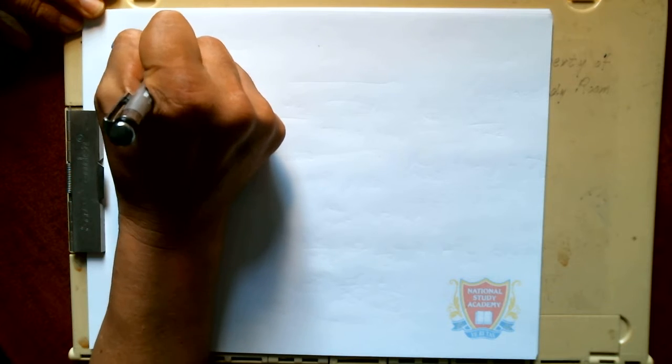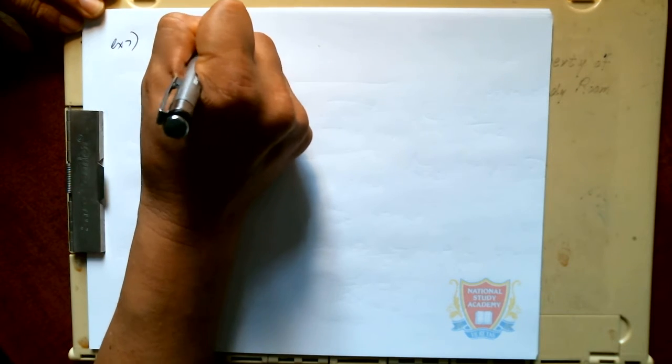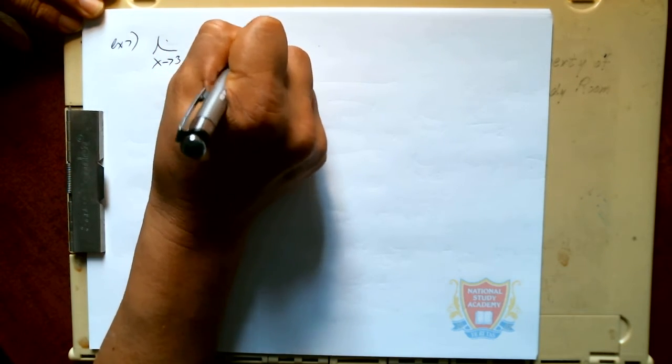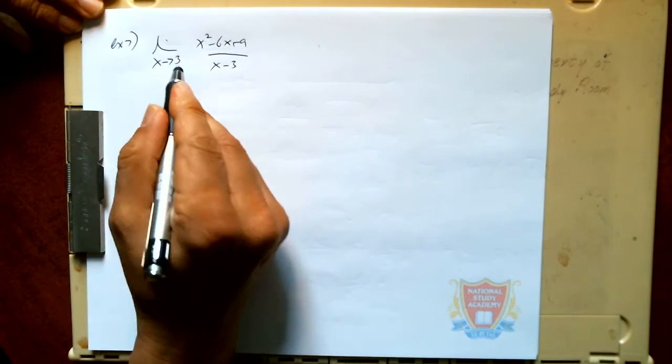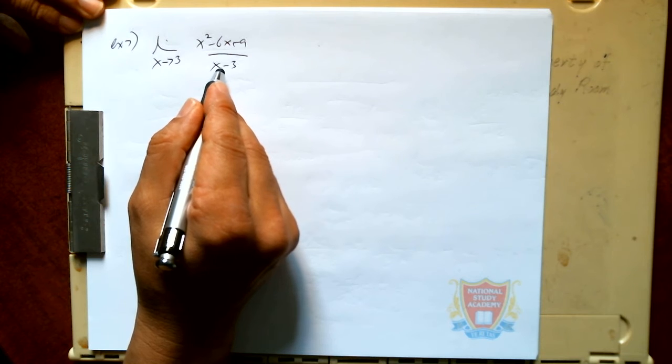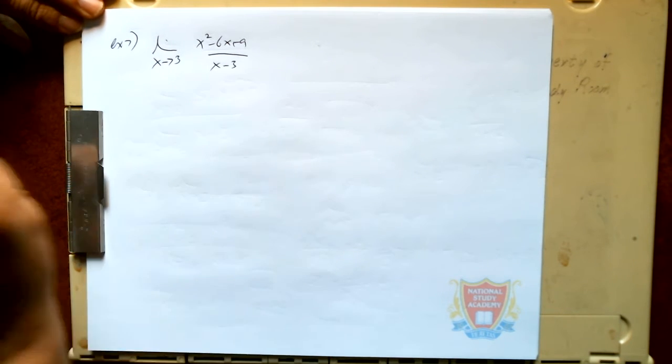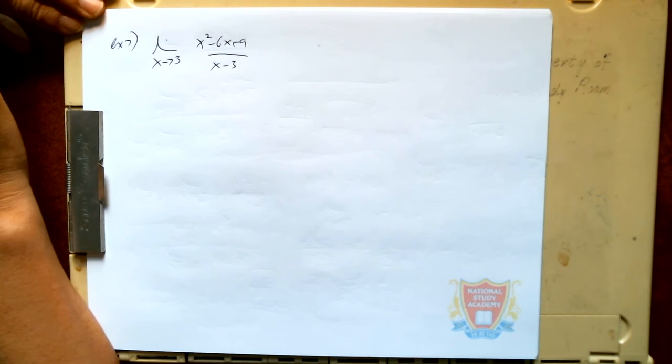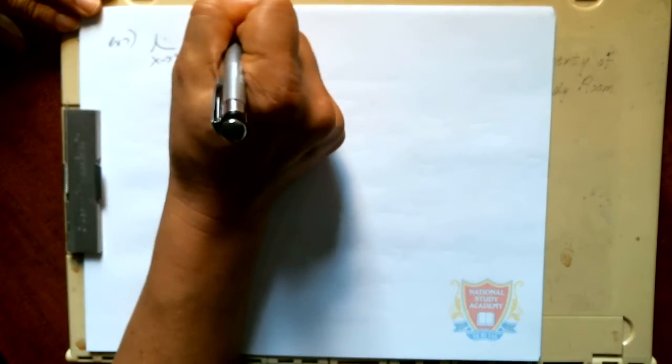Limit as x approaches 3 of x squared minus 6x plus 9 over x minus 3. Well, if I plug in 3 in here, I would get division by 0. And if I plug in here, I'll probably end up with 0 as well. So I'm not going to plug in 3. I am going to factor this, though.